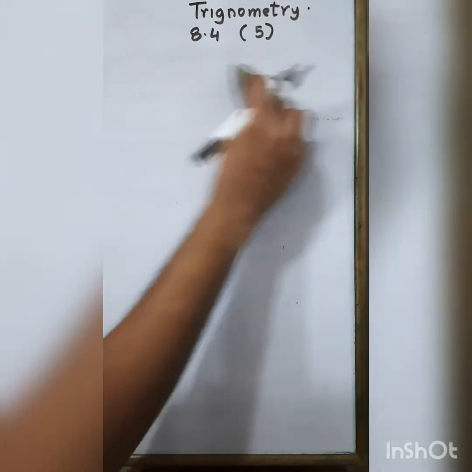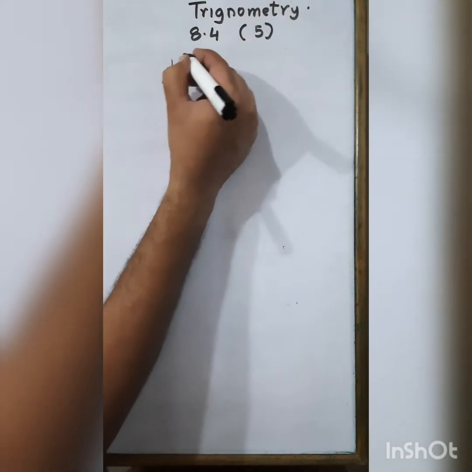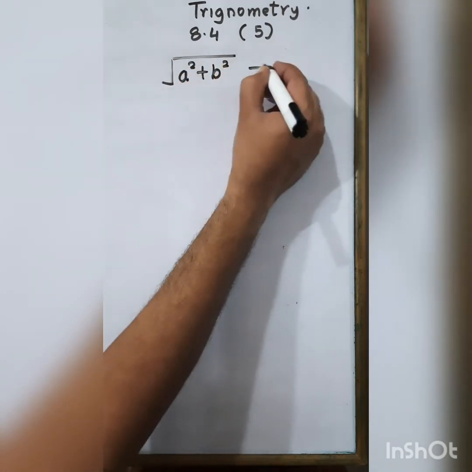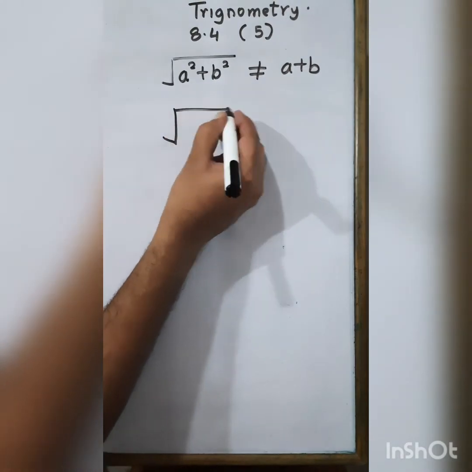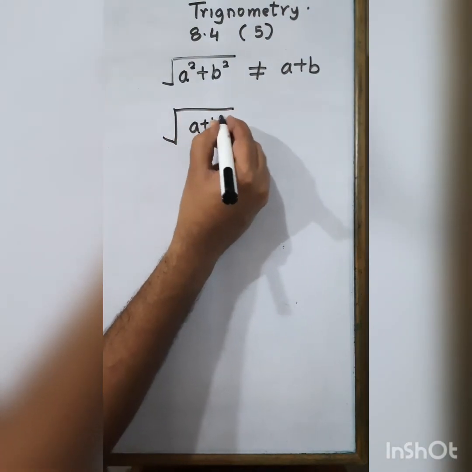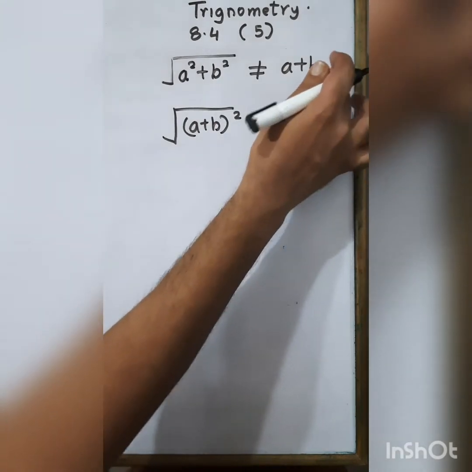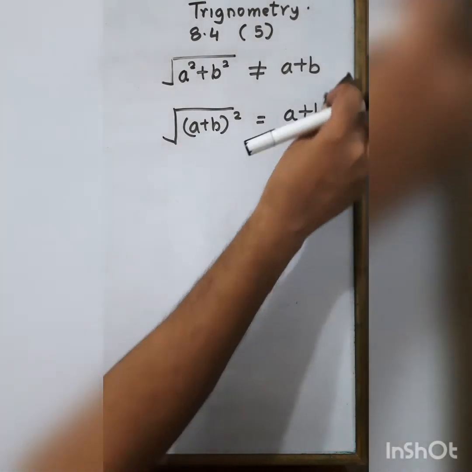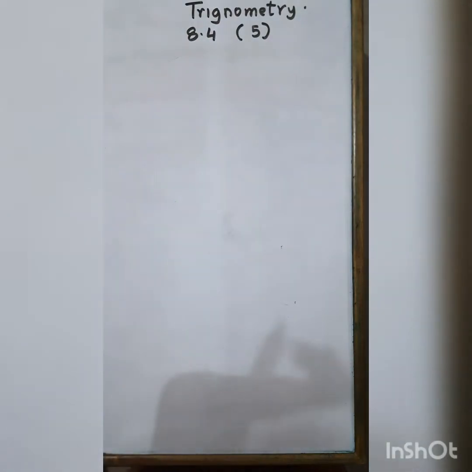Now, certain basic things I am trying to tell you, please understand. Square root of a square plus b square is not equal to a plus b. Square root of a plus b the whole square is equal to a plus b. So please avoid confusion over here. Whenever I am going to solve the sums, I will explain the same thing. So these basic formulas and these basic tricks you have to remember.